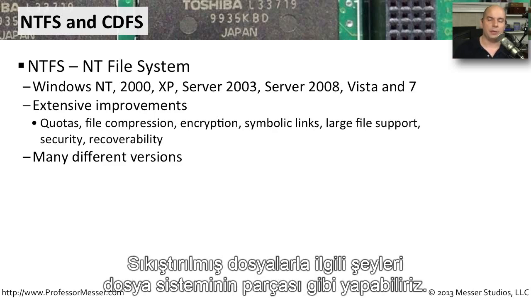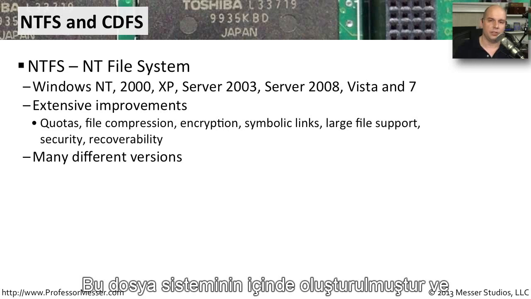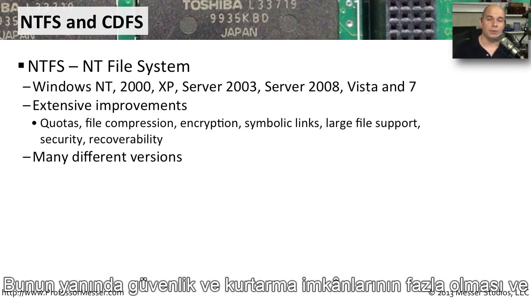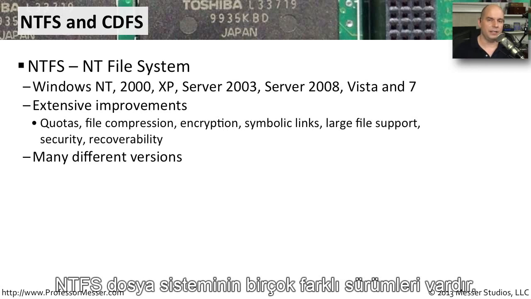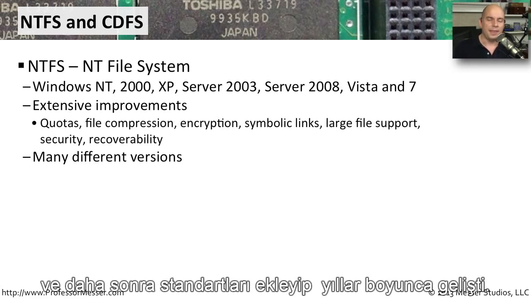We can do things like compress files as part of the file system, encrypt files as part of the file system itself. You don't need third-party software. It's just built into the functionality of the file system and how it interoperates with the operating system itself. There are additional security and recoverability features, an extensive amount of improvements when you talk about using the NTFS file system. There are many different versions of the NTFS file system. It started off as version 1.0 once upon a time, and then they've improved and added to that standard throughout the years.